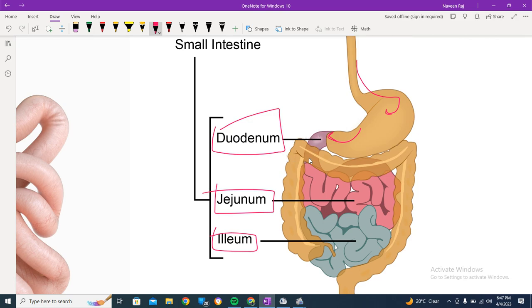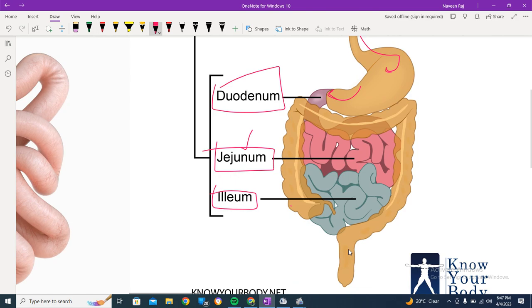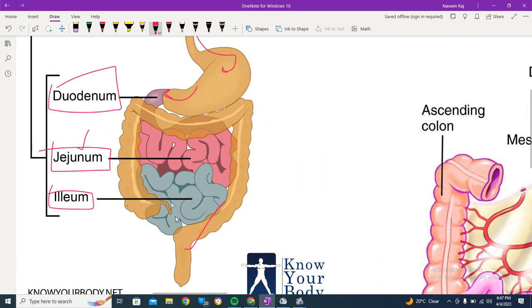shown here in the purple color, while the jejunum is the one in the middle, shown on this side in pink color, while the ileum is of the blue color. The outermost covering section is the large intestine, and the large intestine is connected at this point to the small intestine at the ileum.